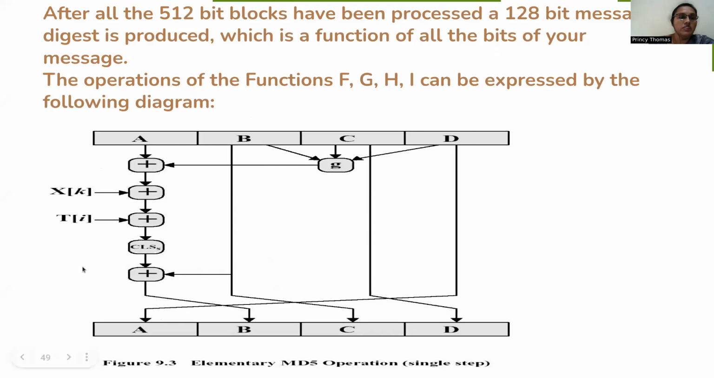This is straightforward, but what is G? I told you G is different for each round. Okay, so this is an 8-bit left shift, circular left shift is done over here. Okay, now this is G.